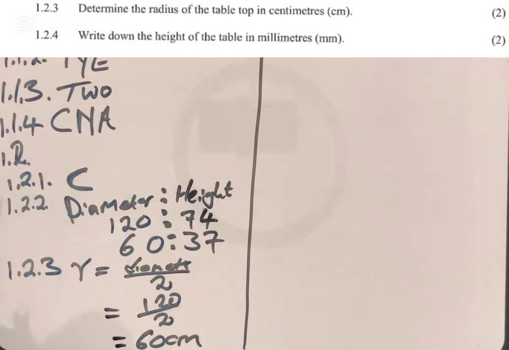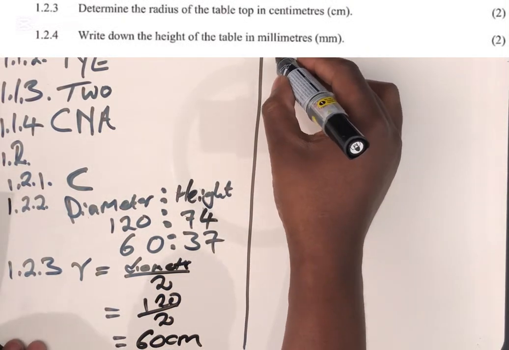1.2.4 says write down the height of the table in millimeters. We have to write down the height of the table in millimeters. We just have to convert this centimeters to millimeters.